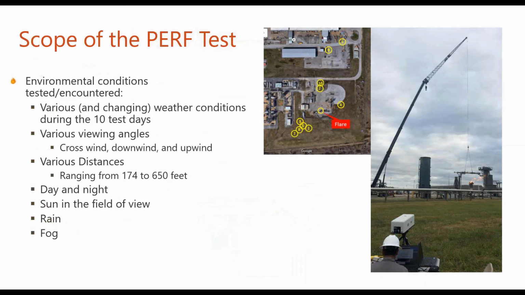One of the test objectives was to put the sun in the field of view of the imager. On the right side of this page, you can see a picture from the test. This is Johns Inc.'s test facility. You can see the test flare and the crane holding the extractive system above the flare.